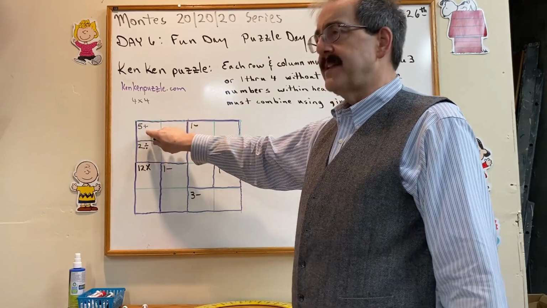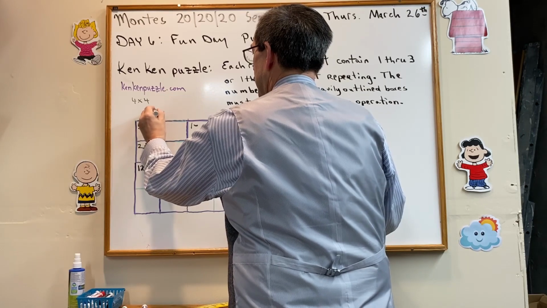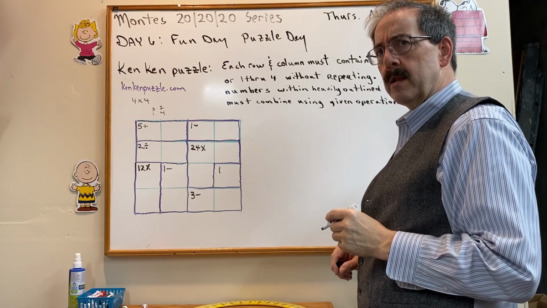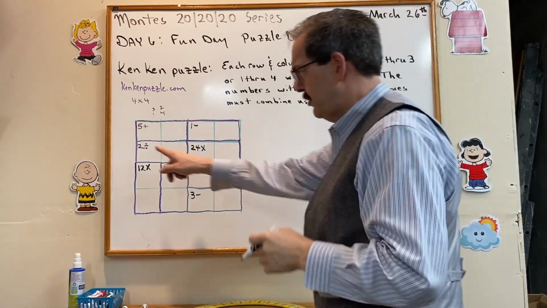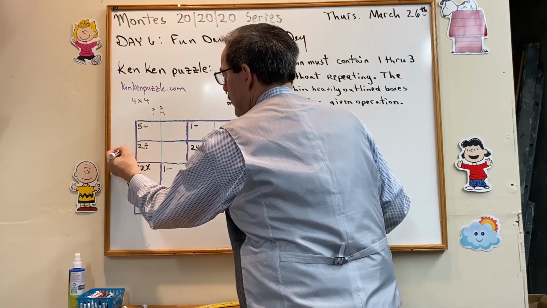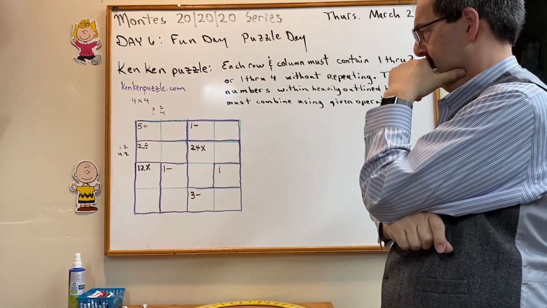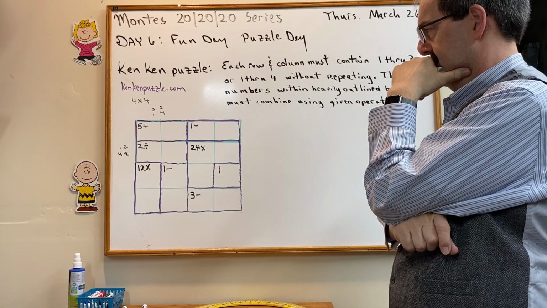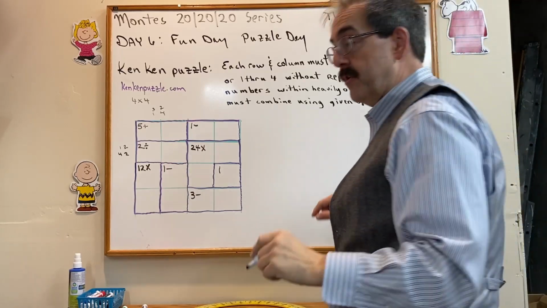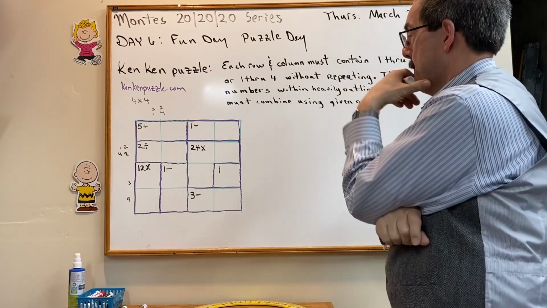Two things that add to 5: 1, 4, 3, 2. Things that divide to 1. No, 2 divide. When we divide, we get 2. Well, that's either 1 and 2 or 4 and 2. Things that multiply to be 12. That's only 3 and 4. That's going to be a good starting point, I think.